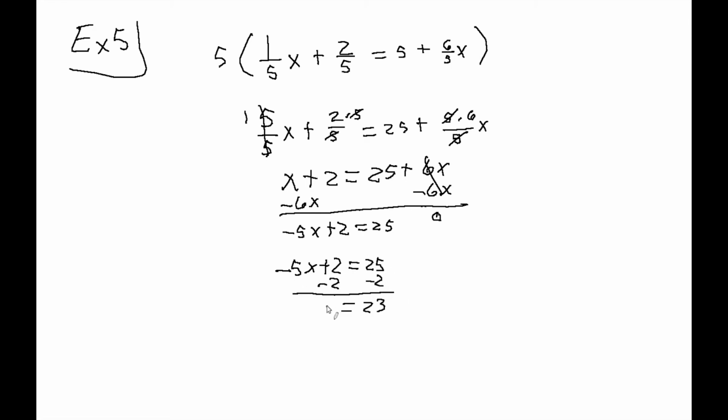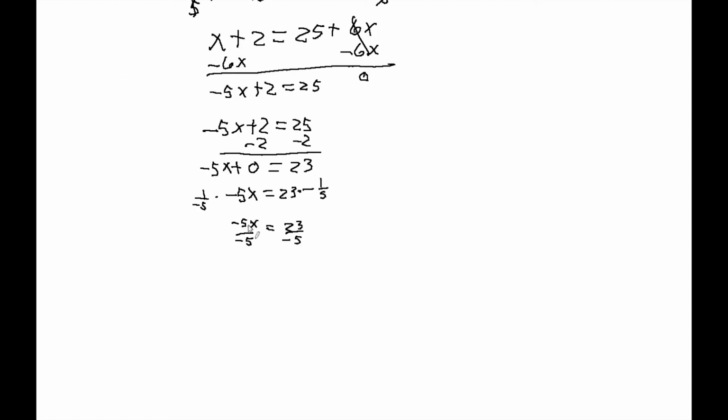The 2 minus 2, that's 0. Negative 5, let's not forget the x. And 25 minus 2, that's just 23. So we just have negative 5x equals 23. Let's isolate the x. Since it's negative 5 being multiplied, we have to divide by negative 5 on both sides. So negative 5x over negative 5 is equal to 23 divided by negative 5.